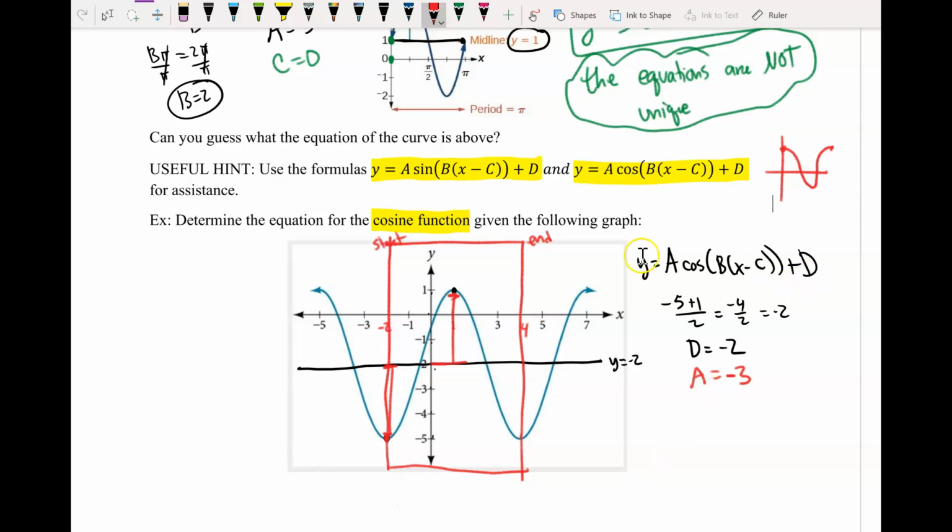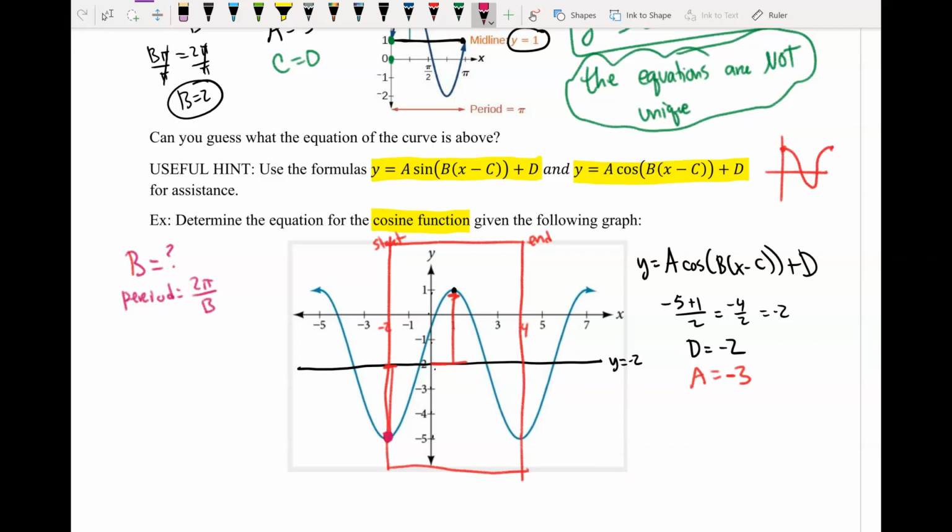All right, so we got the d and we got the a. Now let's figure out the b part. So b is going to be what? So we know that the period is equal to 2 pi over b, absolute value of b. Just gonna write b. Now what is the period?